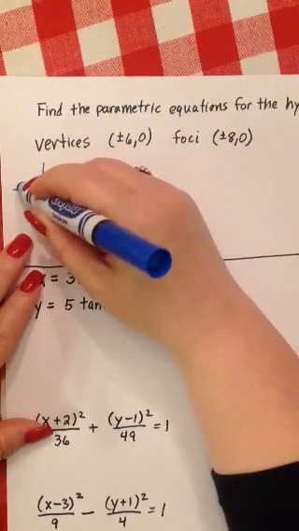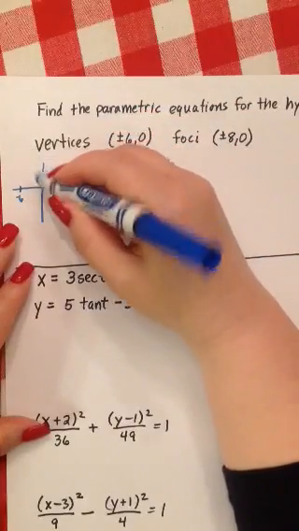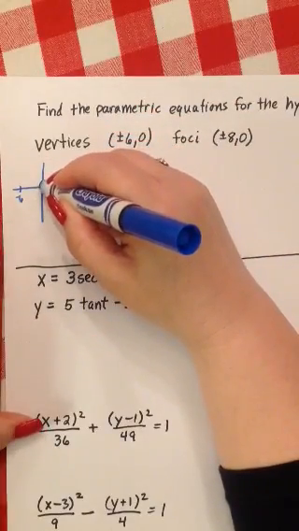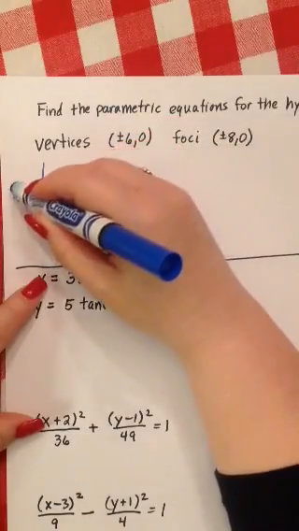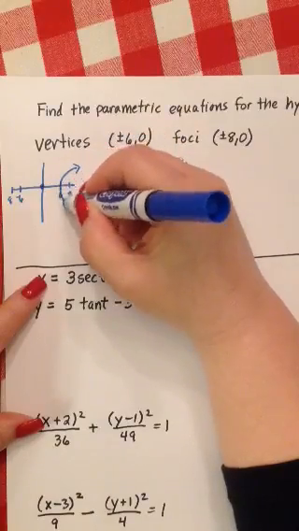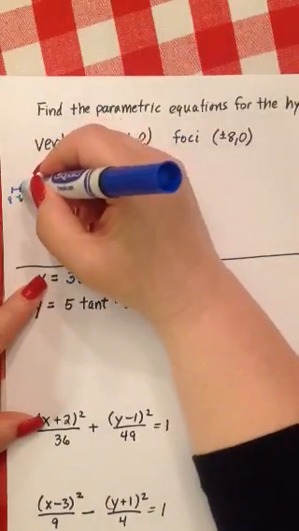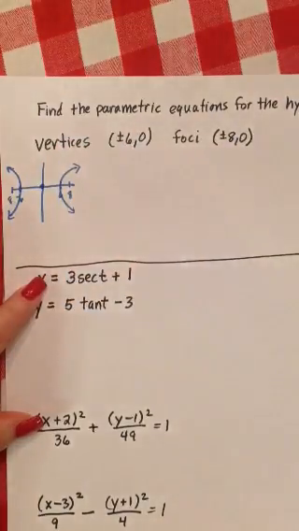So you go this way 6, this way 6. So apparently the center has to be the midpoint between these two, so the center is going to be at the origin. The foci are at 8, 0 and at negative 8, 0. So you can tell your hyperbola is going to open like this. Okay, so that helped me to figure out which way it opened.